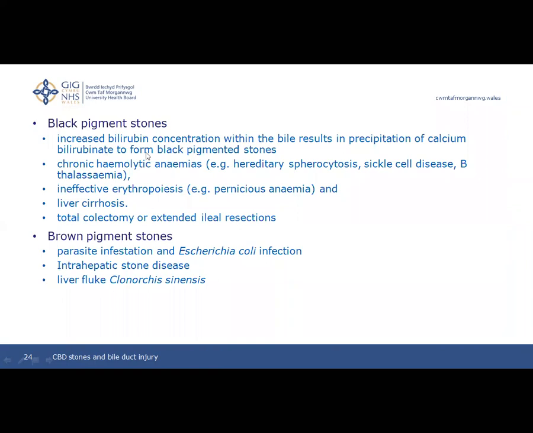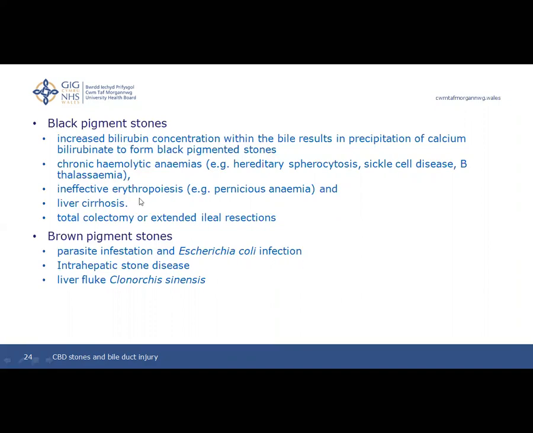The black pigment stones are due to increased bilirubin level, which is caused by hemolytic anemias like hereditary spherocytosis, sickle cell anemia, and beta thalassemia. Sometimes it can be because of ineffective erythropoiesis like pernicious anemia, and liver cirrhosis. There are chances of black pigment stones due to extended ileal resection, especially of the distal ileum, and total colectomy.